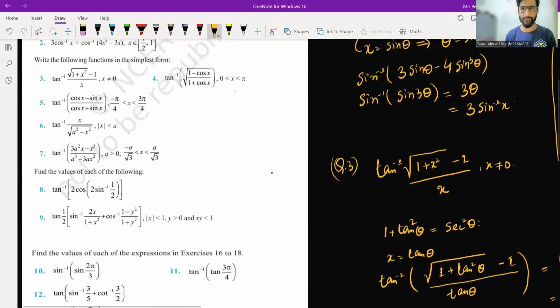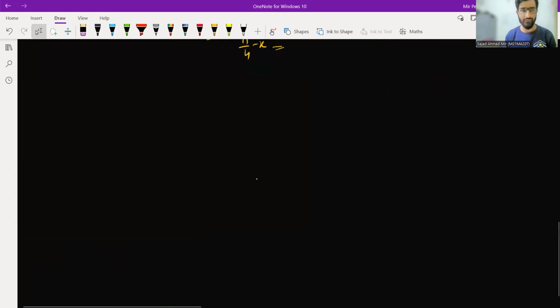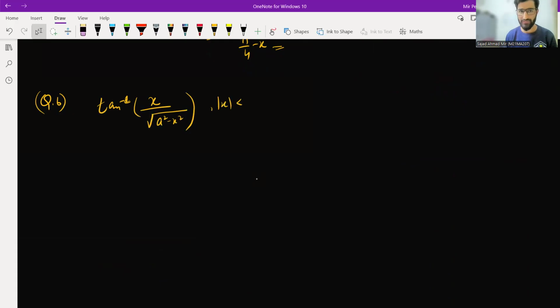Now question number 5 we did. Let's do question number 6. So question number 6 is tan inverse of x divided by root of a square minus x square for mod of x less than a. Question number 6. Tan inverse of x divided by square root of a square minus x square for mod of x less than a.